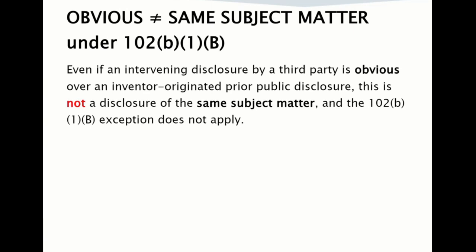Obviousness is not the standard for determining whether something is the same subject matter for the purpose of applying this exception. In other words, if the subject matter disclosed in the prior inventor-originated disclosure must be modified in some way in order to arrive at the subject matter disclosed, then the two disclosures do not disclose the same subject matter.